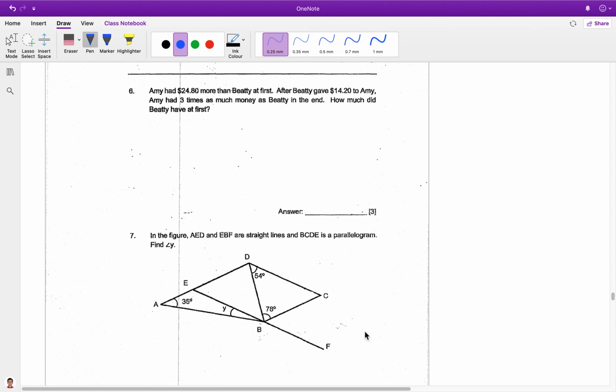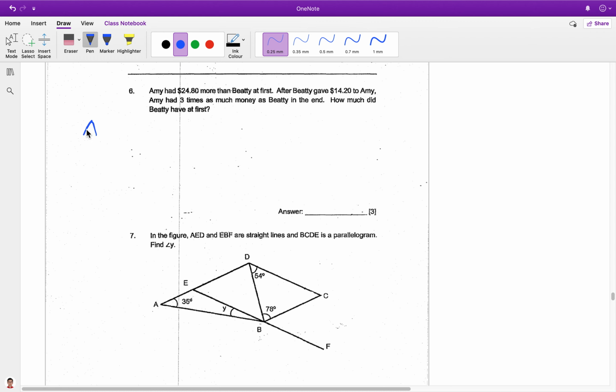Okay, question 6. Amy had 24.8 more than Betty at first. After Betty gave this amount to Amy, Amy had 3 times as much money as Betty at the end. How much did he have first? Well, this one is a very common problem, right? Have 2 different situations, one before and one after, right?